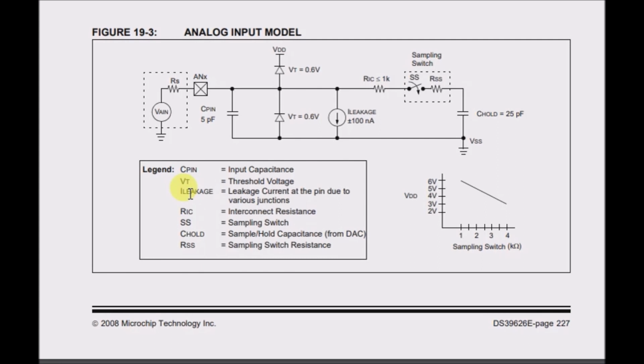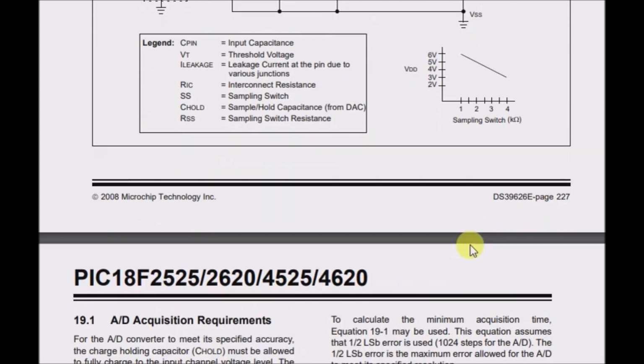I leakage, 100 nanoamps plus or minus. Interconnect resistance, RIC. Okay. Sampling switch, CHOLD, sample hold capacitance from DAC. Sampling switch resistance, RSS. It's page 227.